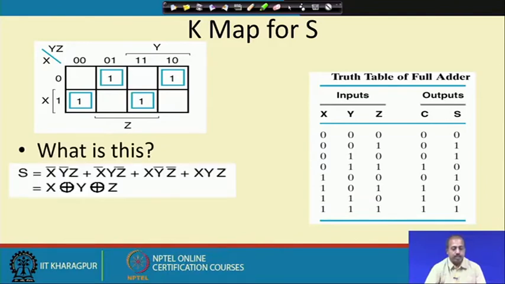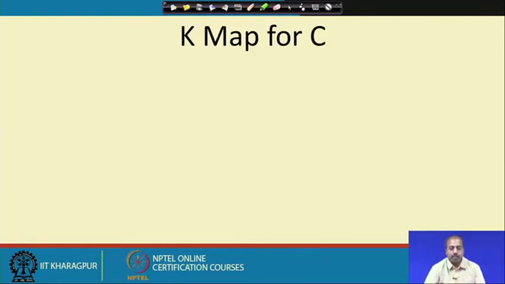So, this sum is equal to x bar y bar z plus x bar y z plus x y bar z bar plus x y z, which is nothing but x XOR y XOR z. So, the sum is equal to XOR of x, y and z, and in case of half adder, you remember that the sum is equal to x XOR y. So, that means if I use this half adder, we can make a full adder out of that. How? We will see that later.